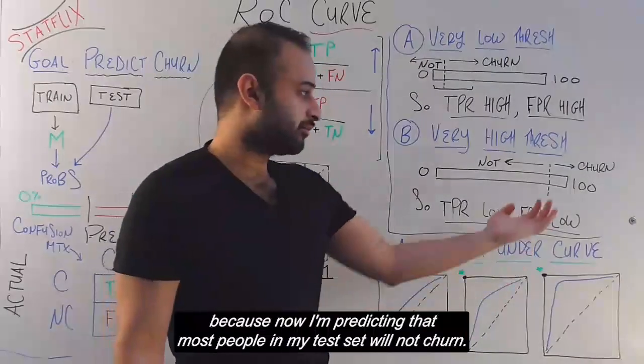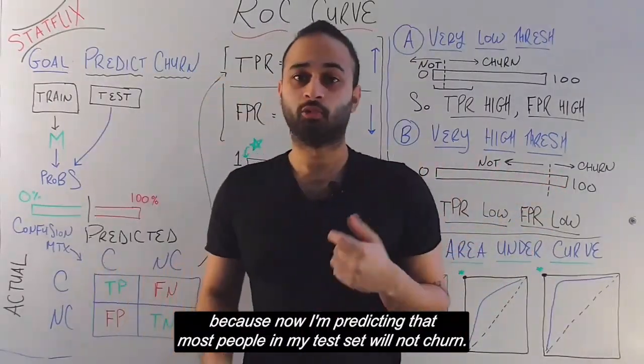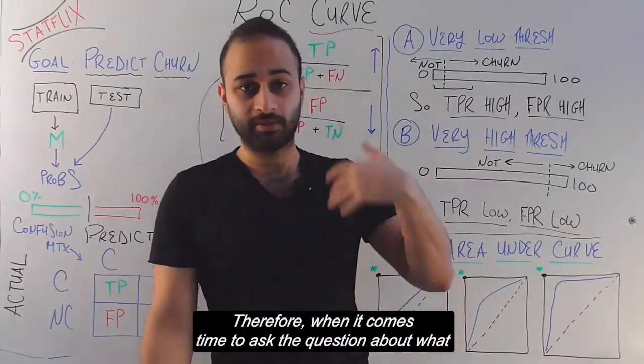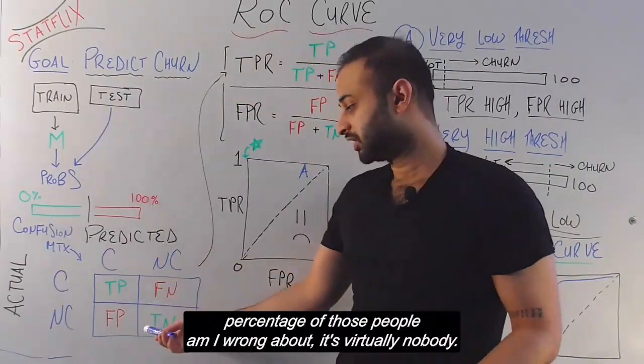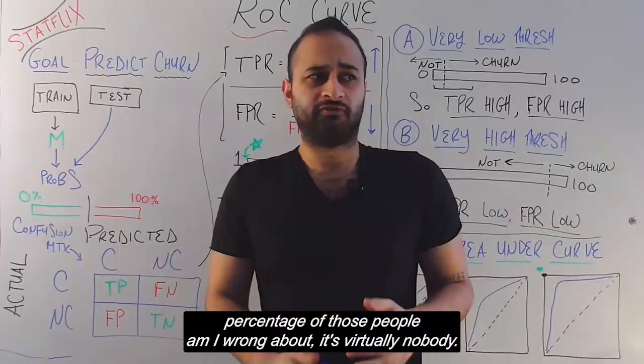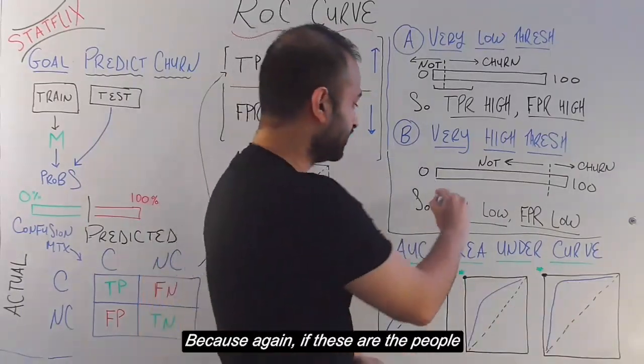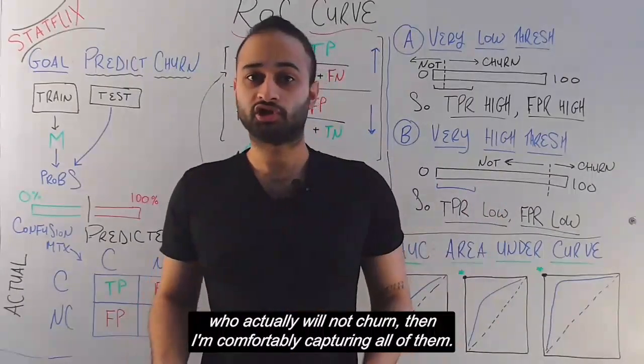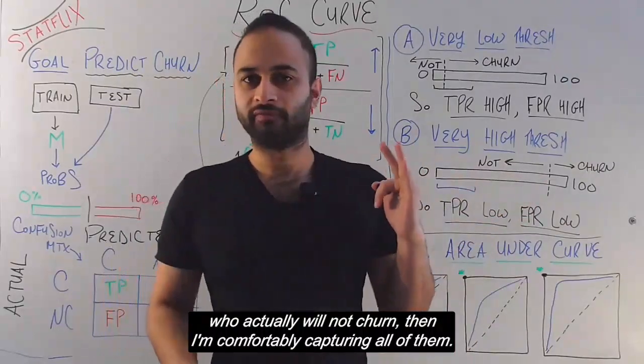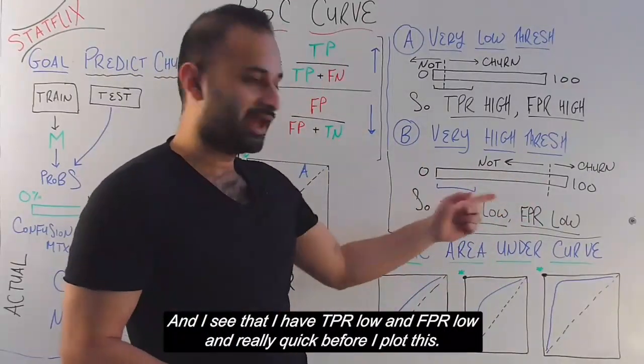The reason is because now I'm predicting that most people in my test set will not churn. Therefore, when it comes time to ask what percentage of those people I am wrong about, it's virtually nobody. Because if these are the people who actually will not churn, then I'm comfortably capturing all of them. And I see that I have TPR low and FPR low.